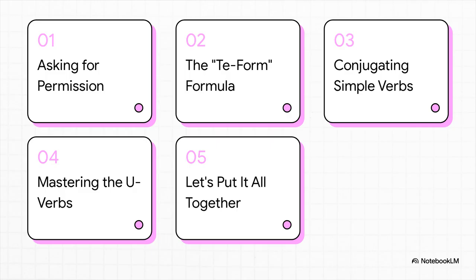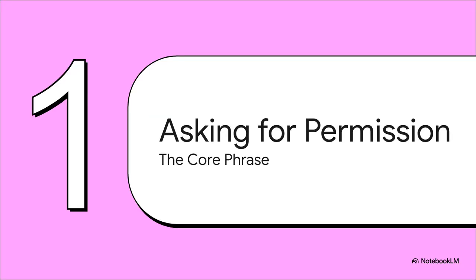So, here's our game plan for today. We're going to start with the main phrase itself. Then, we'll get into the secret sauce, the te form formula you need to build it. After that, we'll dive into the verb conjugations, starting easy and then tackling the trickier u-verbs. And to finish, we'll do a little practice to make sure it all clicks. Ready? Let's do this. Okay, let's kick things off with section 1.